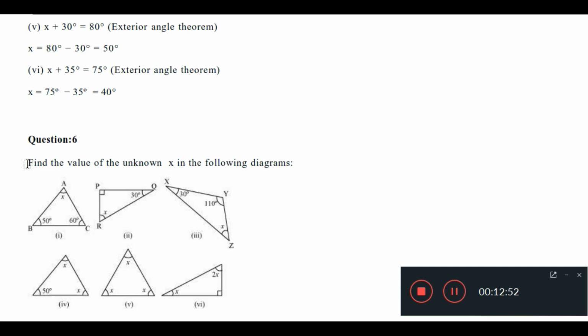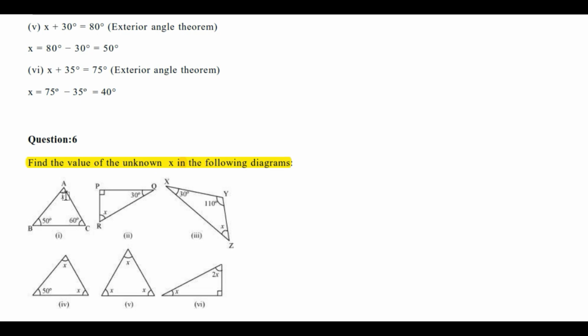Now question number 6. Find the value of unknown angle x in the following diagram. In all these figures we can see that we don't have any exterior angle. We have given only interior angles. So in the last class, in the explanation part, I told you one more property of triangles, that is known as angle sum property, which states that the sum of all interior angles of a triangle is equal to 180 degrees.